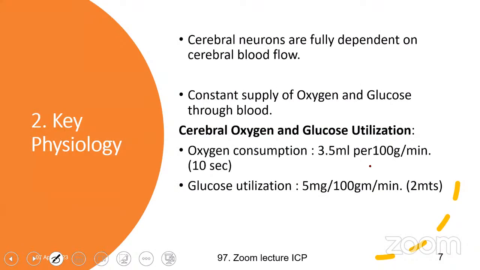The second important point is that cerebral neurons are fully dependent on cerebral blood flow. There should be a constant supply of oxygen and glucose through blood to the neurons. And the demands are also, oxygen demand is about 3.5 ml per 100 grams per minute, and the stores last for only 10 seconds. Glucose utilization is about 5 milligrams per 100 grams per minute. It lasts for only 2 minutes. So the moment an artery is blocked, the stores will disappear within 2 minutes for glucose and 10 seconds for oxygen.